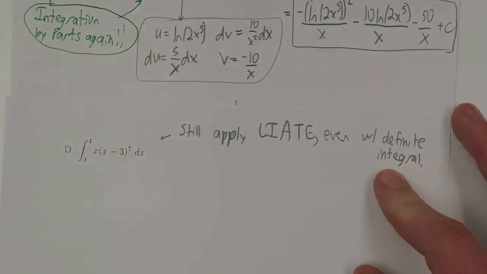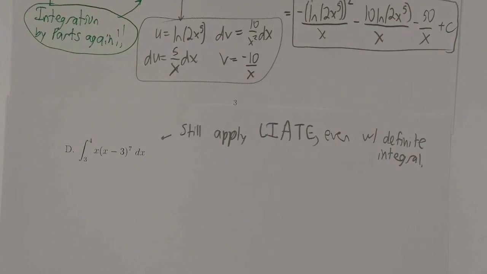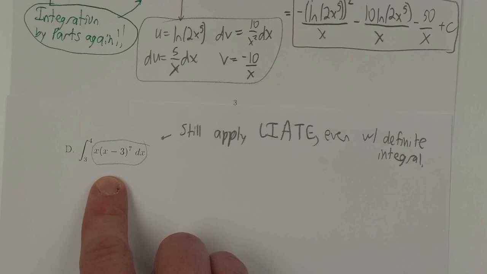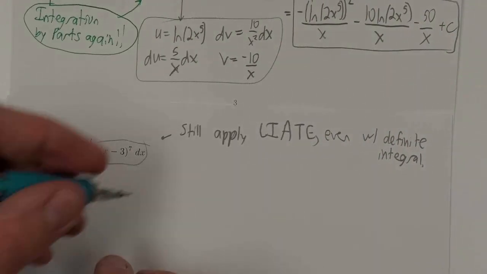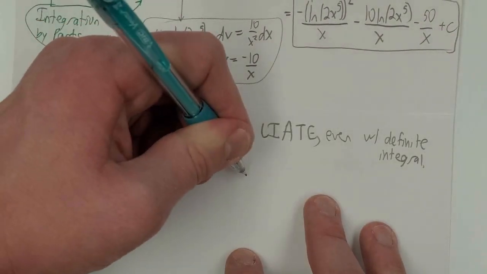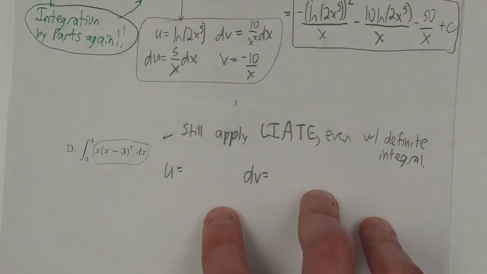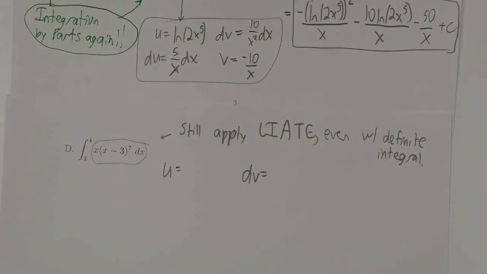Okay? So first off, the first thing we have to do is figure out the antiderivative of this thing. So let's use our good old LIATE acronym to determine our choice of u and dv here. In this case, we have two algebraic expressions that we can use.